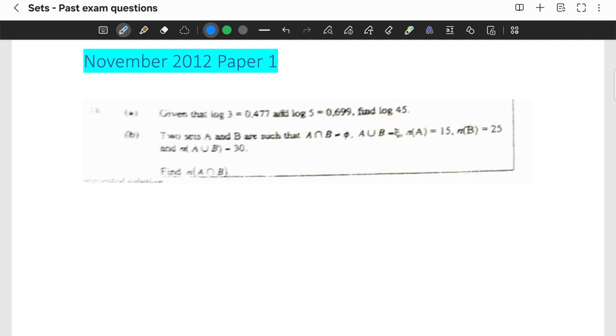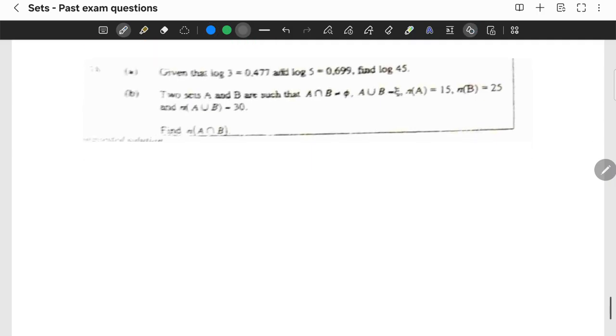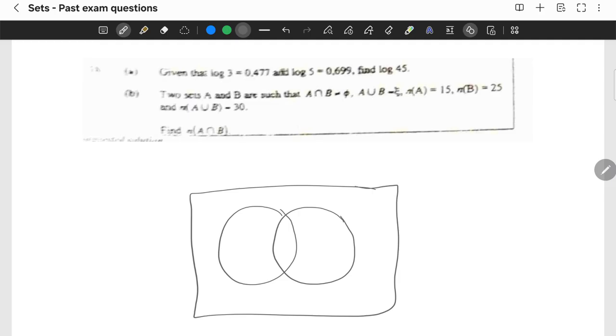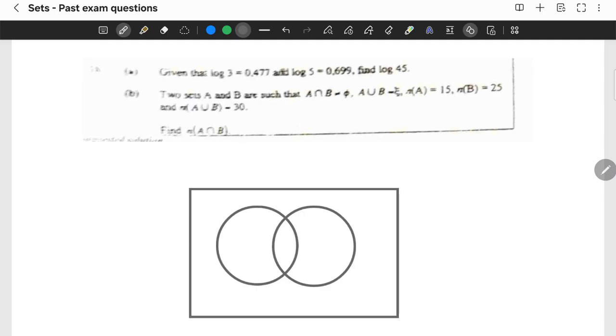Sorry, I should say A intersection B is not a null set. So we can sketch this. We're told that A intersection B is not a null set, which means there is something common in A and B. Just for clarity, this is saying it's not equal to a null set, so there is something in A intersection B. So we have A and we have B and we have the universal set.